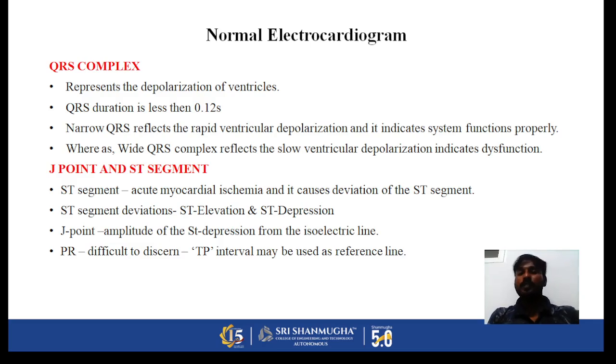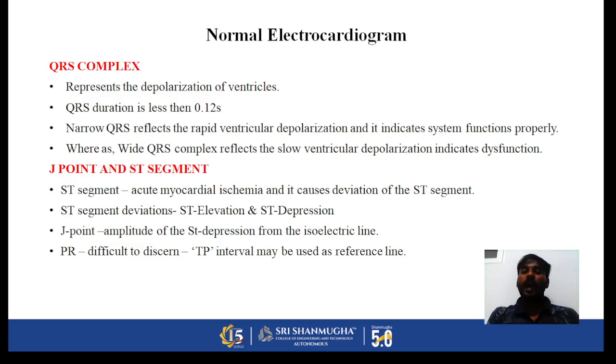J point and ST segment. Acute myocardial ischemia causes deviation of the ST segment. The ST segment deviation can be assessed with the help of the PR segment. ST segment deviation has two types: ST elevation and ST depression.